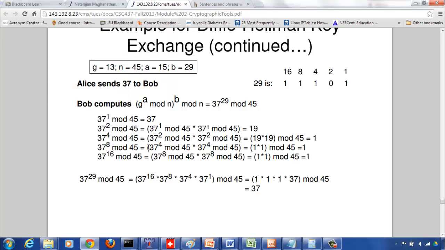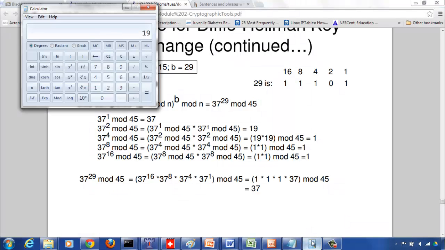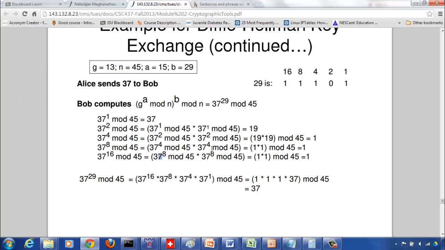Then 37 raised to 4 mod 45 is 37 squared mod 45 times 37 squared mod 45, which is 19 times 19 mod 45. 19 times 19 divided by 45, the fractional part times 45 is going to be 1. Then 37 raised to 8 mod 45 is 37 raised to 4 mod 45 times 37 raised to 4 mod 45, that is 1 times 1 mod 45, which is 1. 37 raised to 16 mod 45 is 37 raised to 8 mod 45 times 37 raised to 8 mod 45, so it's again 1 times 1 mod 45, which is 1.